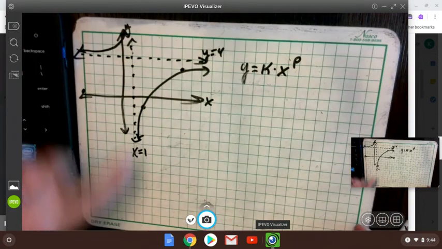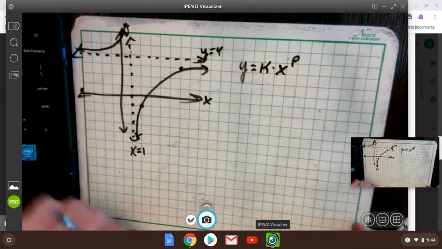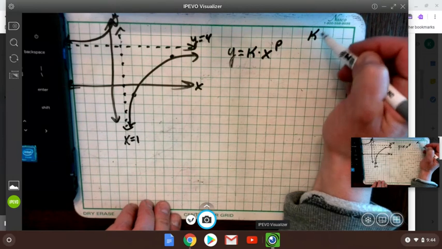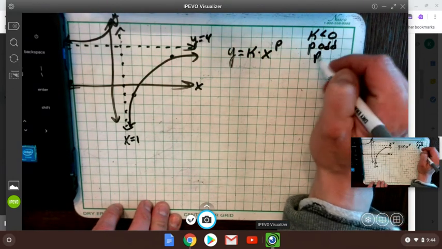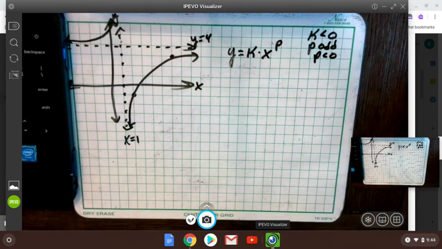So it looks like it's upside down. So that means it's been reflected. So what do I know? I know that k is going to work out to be a negative number. I know from previous things that p is odd and p is negative. So those are the things I need to solve for.